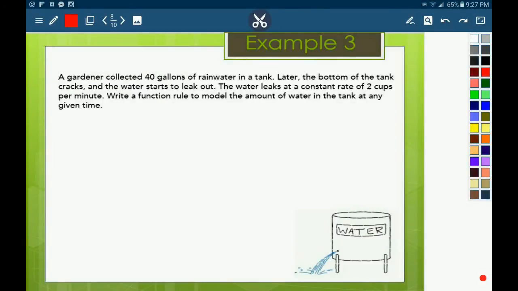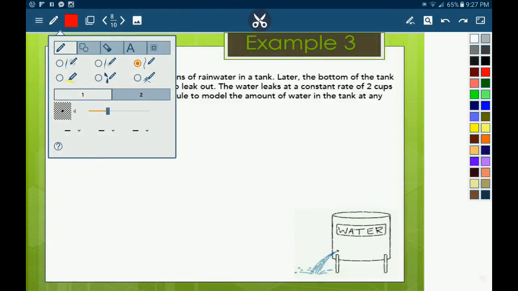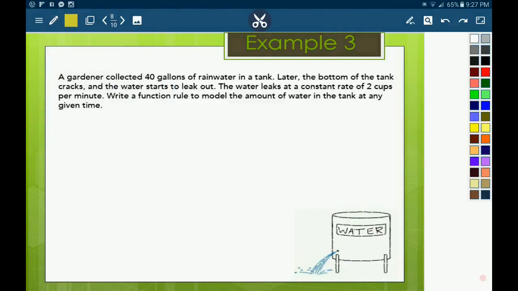All right, so I've got one last example for you guys here. It says a gardener collected 40 gallons of rainwater in a tank. Later, the bottom of the tank cracks and the water starts to leak out. The water leaks at a constant rate of 2 cups per minute. Write a function rule to model the amount of water in the tank at a given time. I think problems like this are a little bit easier just because they actually tell you what the initial value and the rate of change are in the actual context itself.